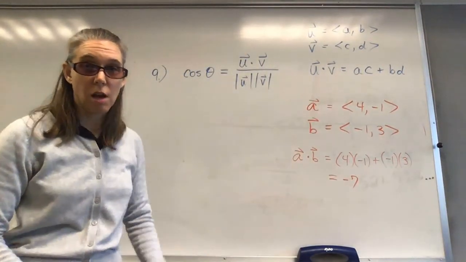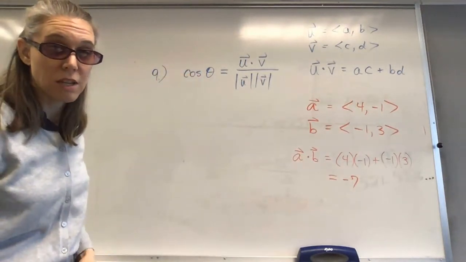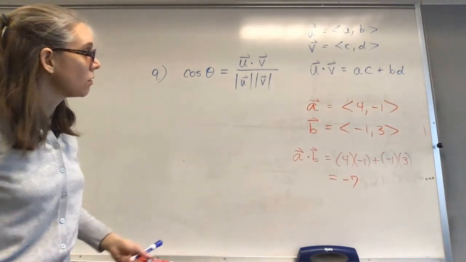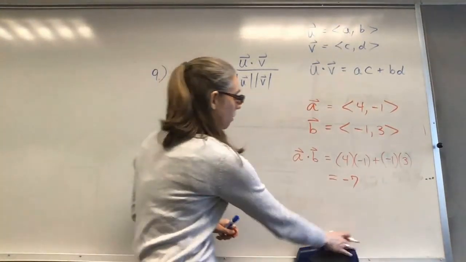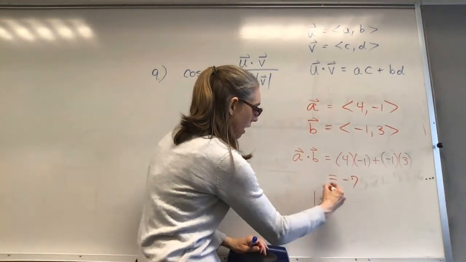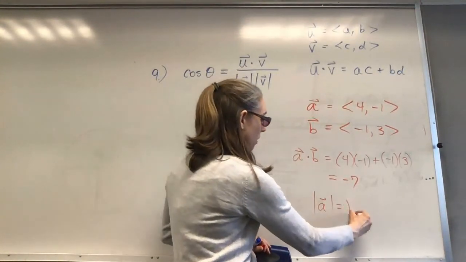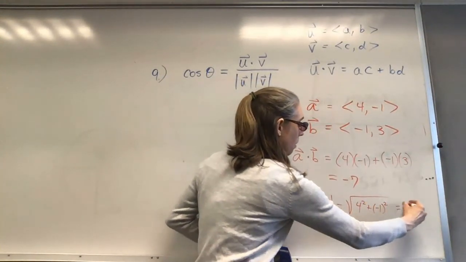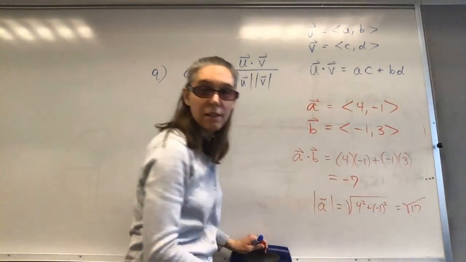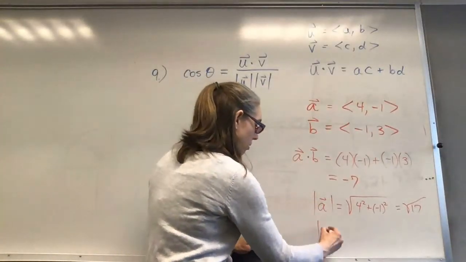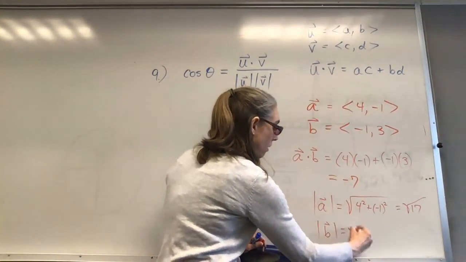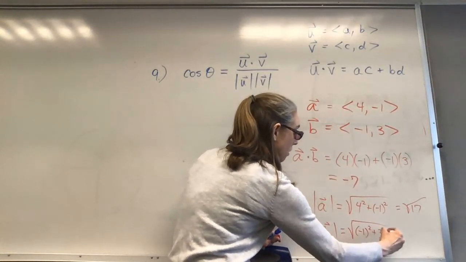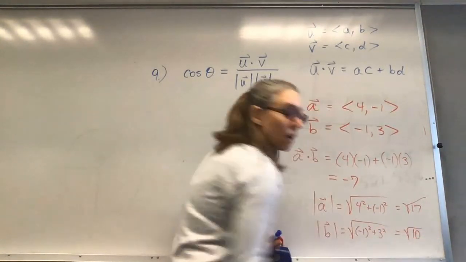So once you show me the dot product, then we can use the geometric interpretation of the dot product. And so we need to also know the magnitudes of vectors a and b. So you can state that the magnitude of vector a is going to be the square root of 4 squared plus -1 squared, which is the square root of 17. And then the magnitude of vector b is equal to the square root of -1 squared plus 3 squared, which is the square root of 10.